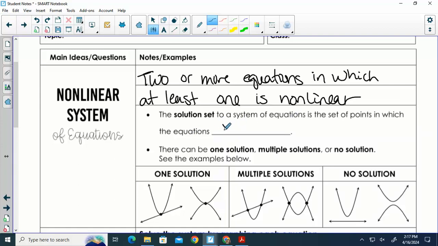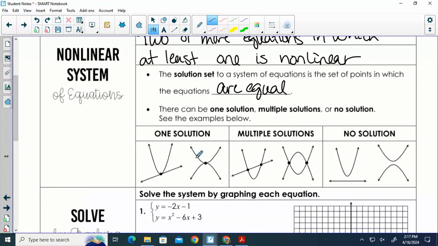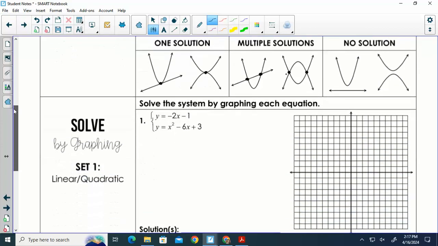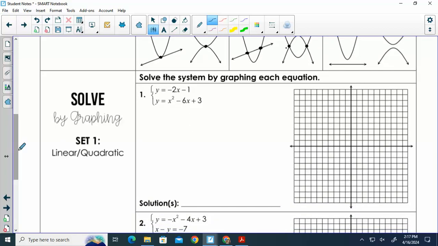So when we're looking at a graph in which the equations are equal, or where the equations meet, it might be the case that we just have a single point where they touch. Depending on the types of graphs, we can have many solutions. So a parabola and a line might meet once, they might meet twice. Same thing with two parabolas. Or no solution would just be two graphs that never touch. We're focusing on the graphing of it today.